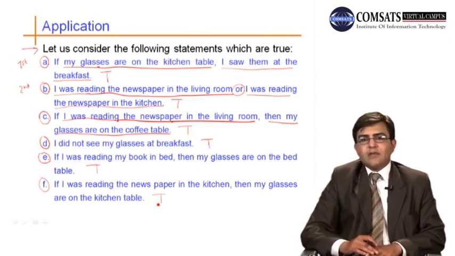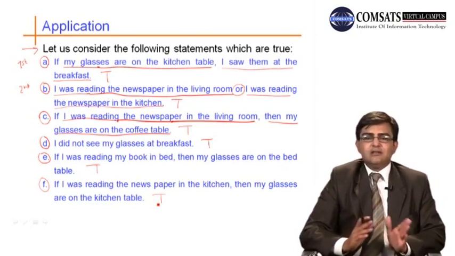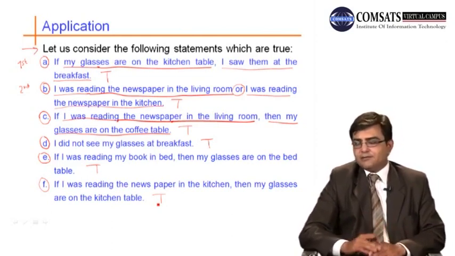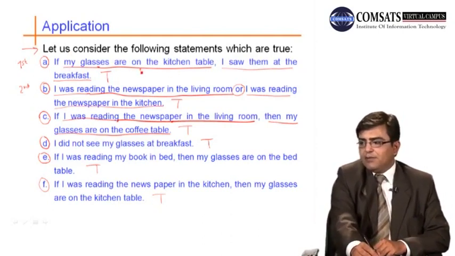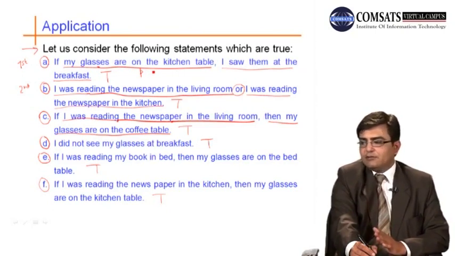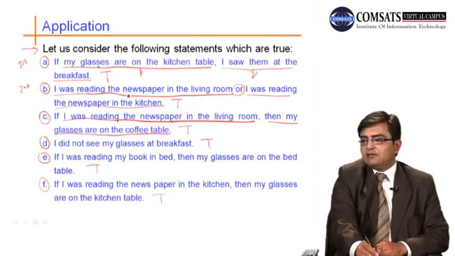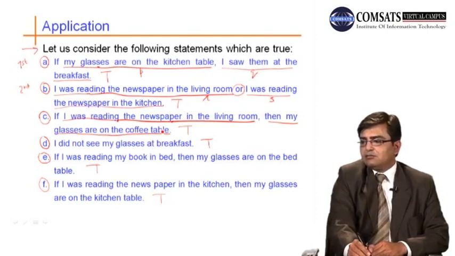So first of all, we shall transform this argument from English to logical language or symbols. We suppose propositional variables to transform this English form, or statement form, into logical form. If my glasses are on the kitchen table, P. I saw them at the breakfast, we suppose it Q. I was reading the newspaper in the living room, we say it R. I was reading the newspaper in the kitchen, S.